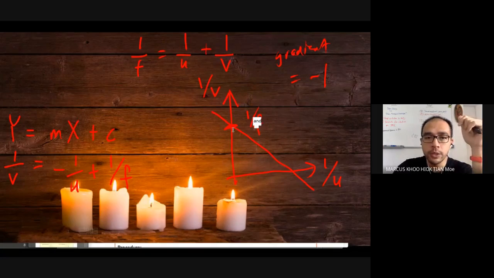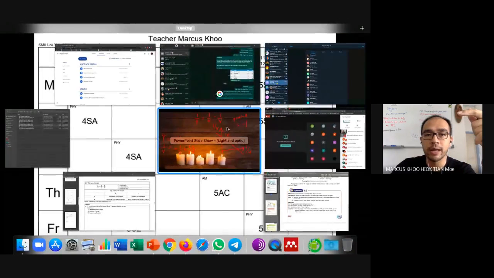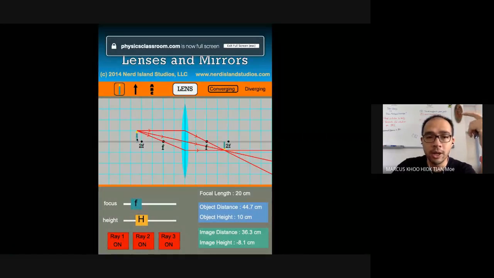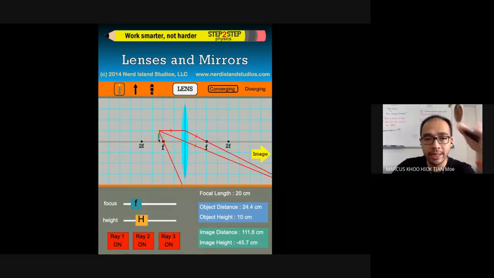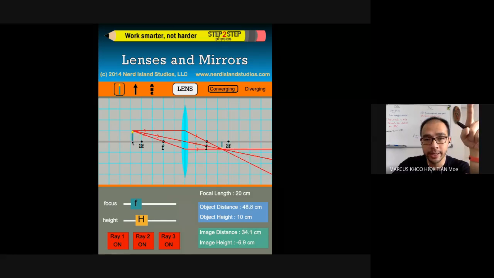Okay, so this is the hypothesis. When we increase the object distance, the image distance decreases. And this we found to be true. I'm going to jump all over the place now. Now I'm showing you this one. When we increase the object distance, we find that the image distance becomes nearer and nearer.